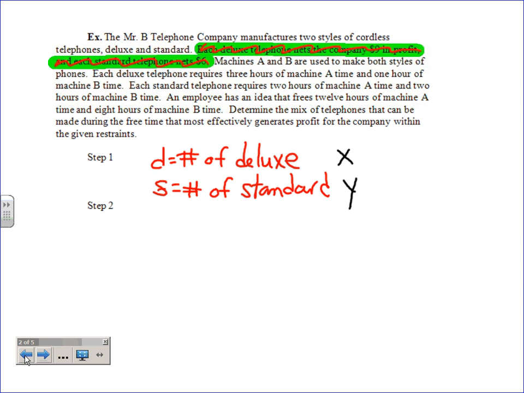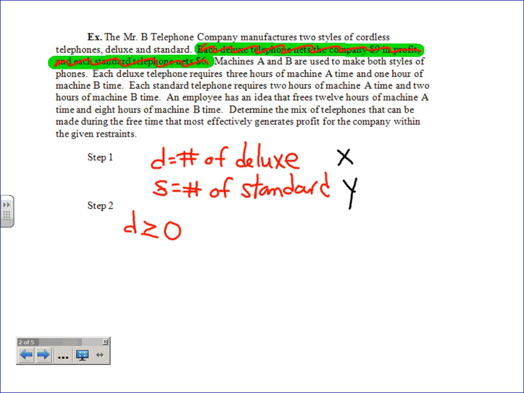Whenever I start step 2, I look for any minimums. Do I have to make 3 deluxe? Do I have to make at least 7 standard? Does it say that anywhere? No. But there's an understood minimum. If it's not stated, we know the minimum is 0. Right? Can you make a -2 number of telephones? No. So we know that at least 2 of your inequalities, you should always know them.